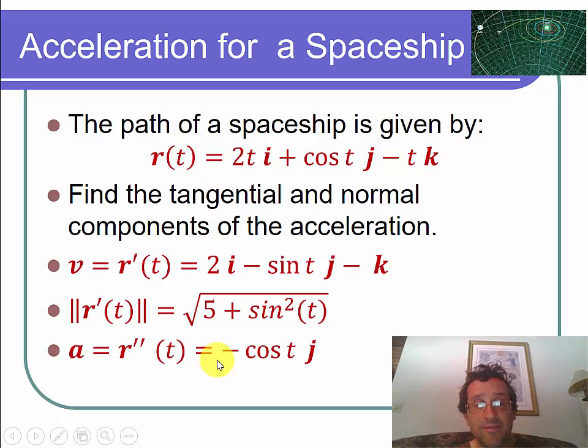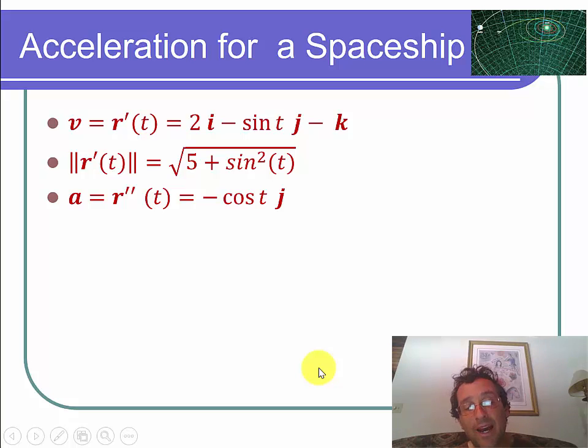So our acceleration vector, by definition, is the second derivative of the position vector, and the derivative of 2 is 0. The derivative of negative sine of t is negative the cosine of t, so we get 0i minus cosine of t j. And then the derivative of negative 1 is also 0, so we only get a j component. So we could say that r double prime of t is equal to negative the cosine of t times j.